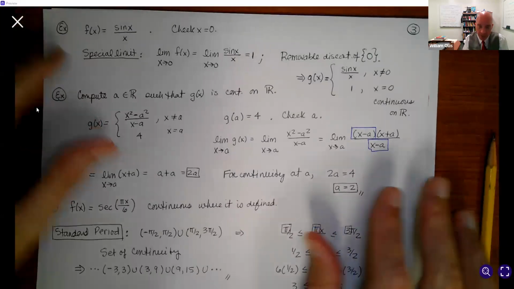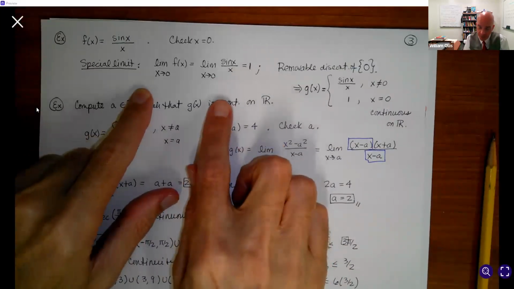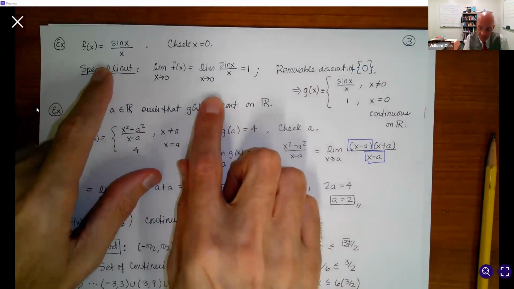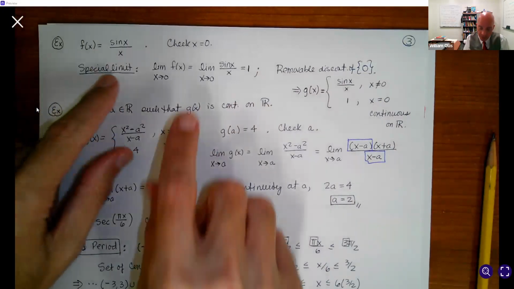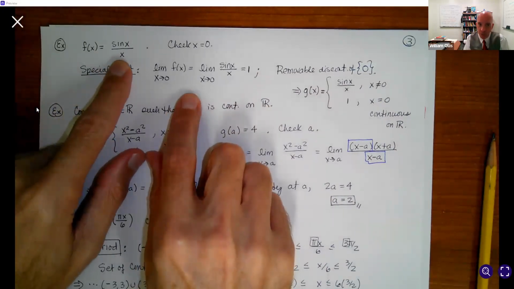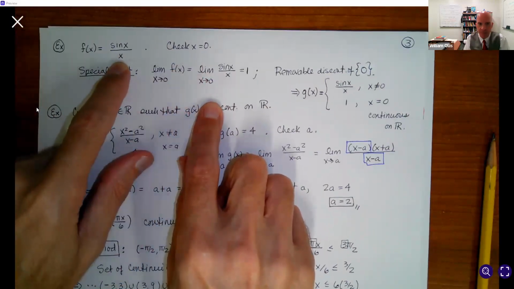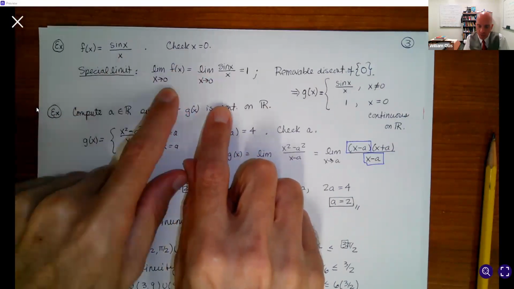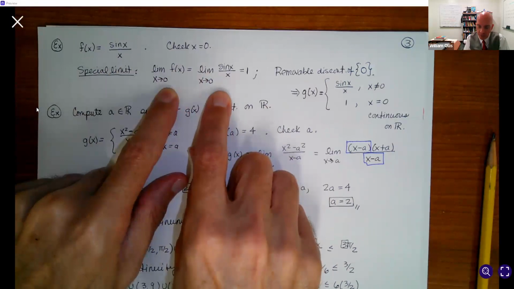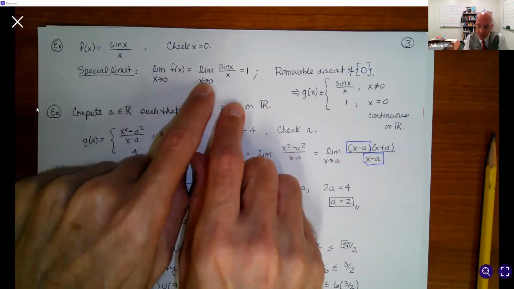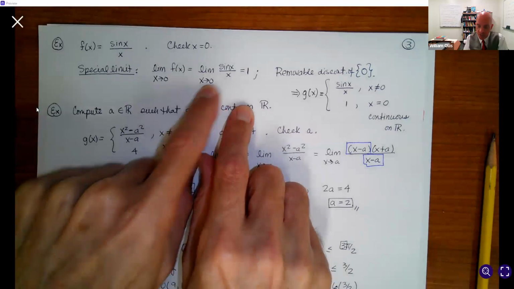Look at our friend here. Here's an example of this. As I was writing these examples up, I thought, well, let's just go back to this special limit. I say check x equals 0 because clearly this is not defined at 0, but we know this special limit. The limit of sine x over x as x approaches 0 is 1.